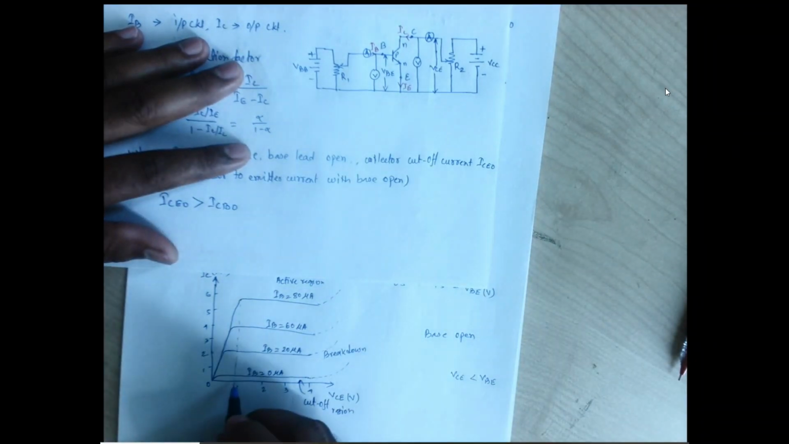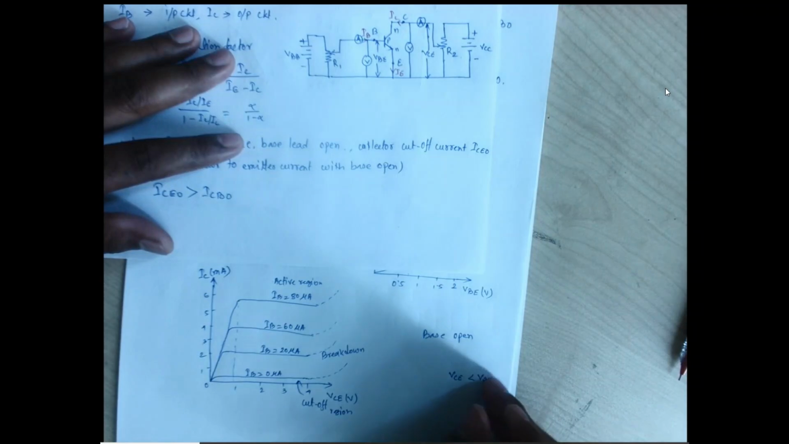So we can have the saturation region. For this case, if we are in the range of 0 to 1, where the collector current has just started due to the applied input voltage VBE, and we are confined to a very small value of VCE, we can have the saturation region. That is the saturation region. So I am writing like this.